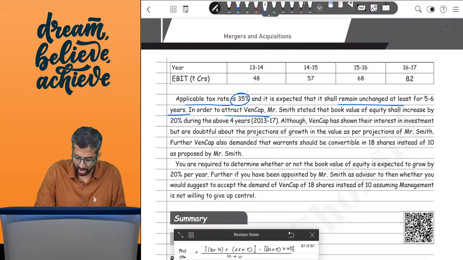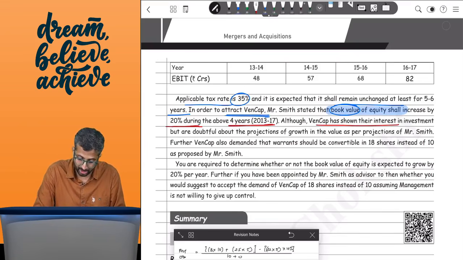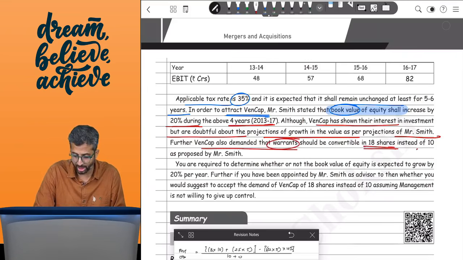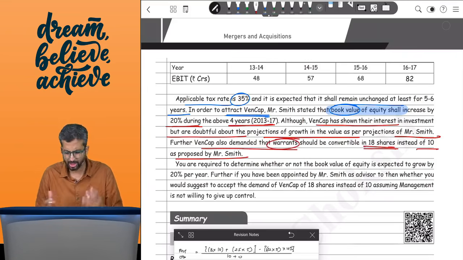Okay, in order to attract Vencap, Mr. Smith had stated that the book value of equity shall increase by 20% during the above 4-year period, that is 20% per annum unless otherwise given. Although Vencap has shown their interest in the investment, they are doubtful about the projections of the growth as per Mr. Smith. So Vencap demanded warrant should be convertible into 18 shares instead of 10. Okay, so this is just the general data.